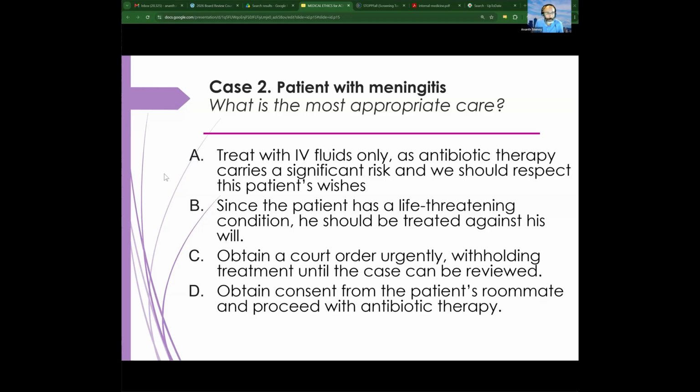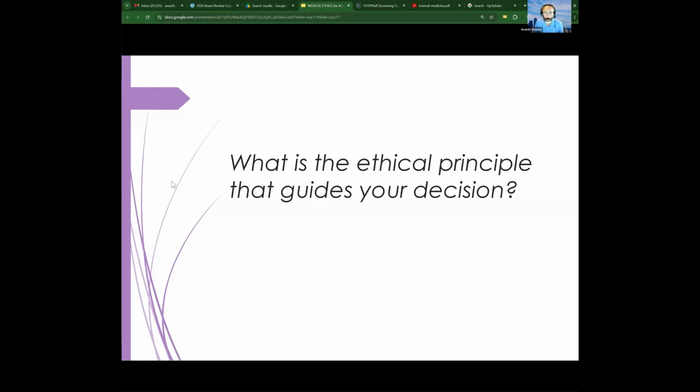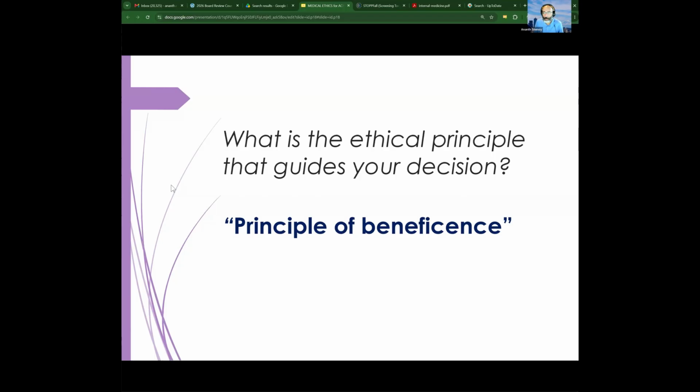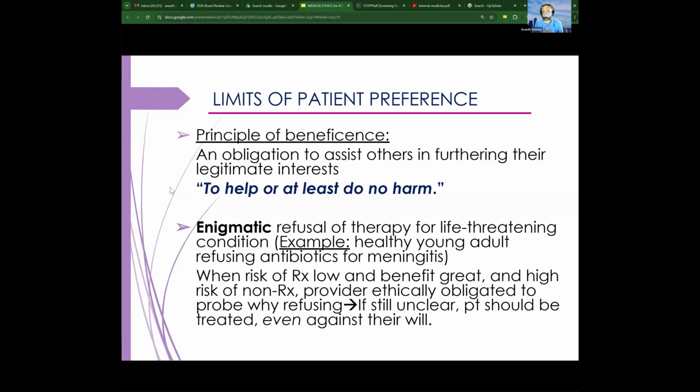All right. So it looks like we are favoring, since the patient has a life-threatening condition, they should be treated against their will, and then potentially thinking about obtaining a court order urgently. So for this case, what is the ethical principle that's going to guide our decision? Here, we're still thinking about patient autonomy, but we're also thinking about beneficence and the importance of treating our patient, particularly when they may not be in their normal state of mind. And again, our obligation is not only to do no harm, but also to help our patients and relieve suffering.